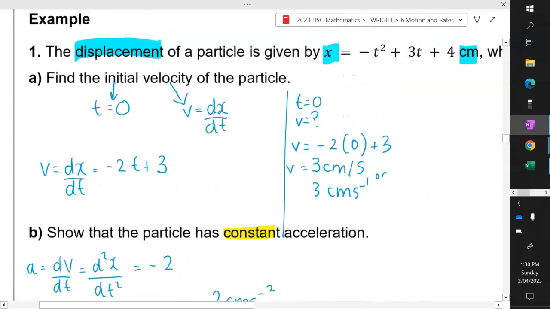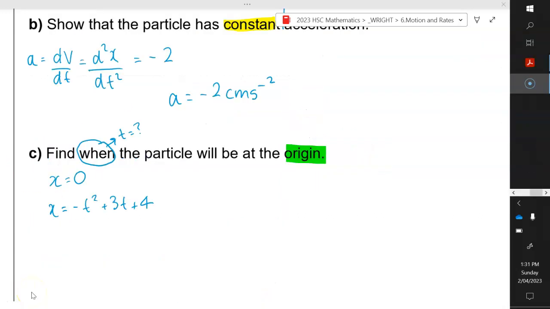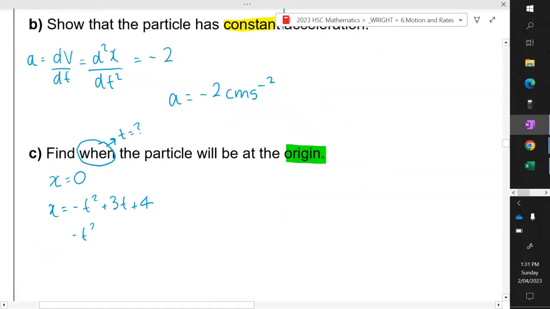Well, let's look at our function back up here. I'm going to copy that down. So x is equal to minus t squared plus 3t plus 4. And because we're finding when x is equal to 0, I would like to let my minus t squared plus 3t plus 4 be equal to 0. You will notice we have a quadratic that if we solve, we're going to get values of t, most probably 2 values of t, possibly 1 value of t, and that's going to give us the when we are at the origin.